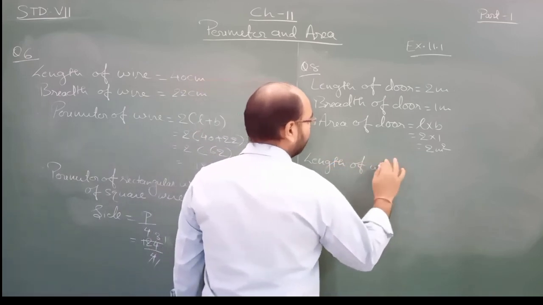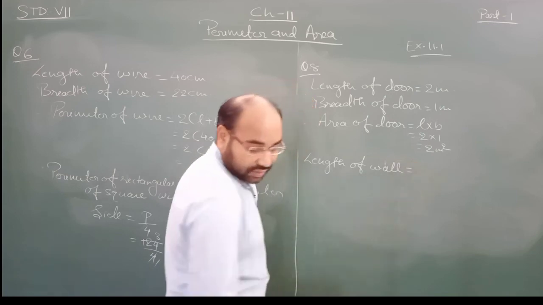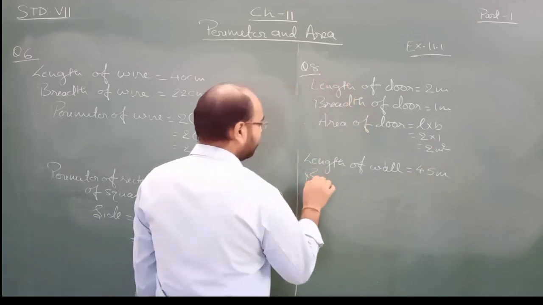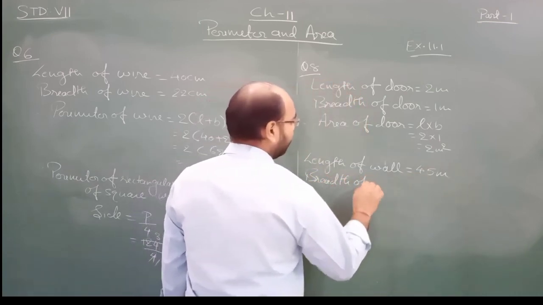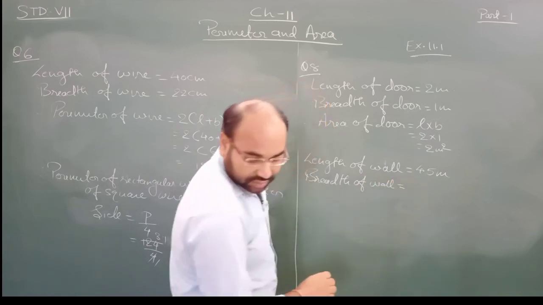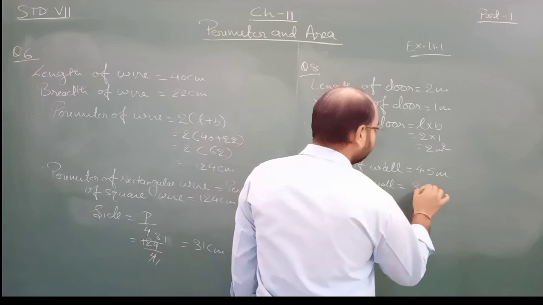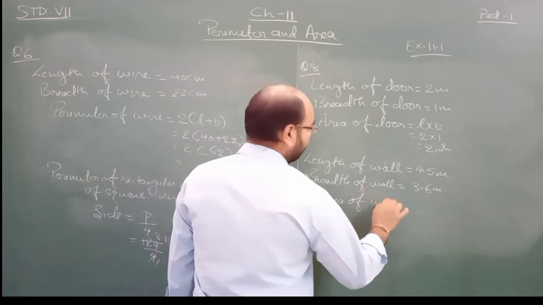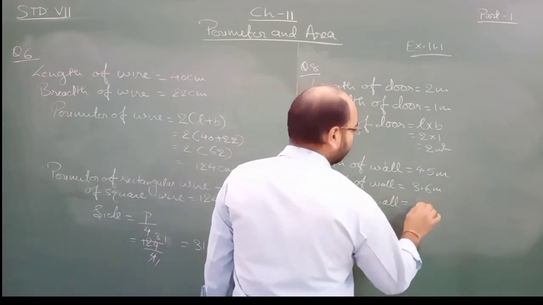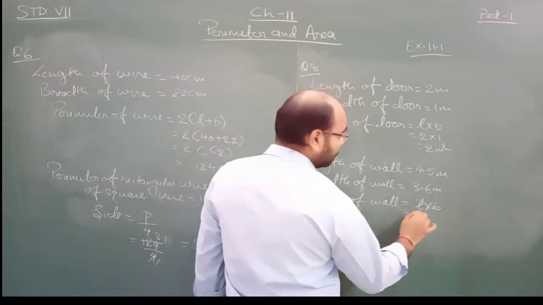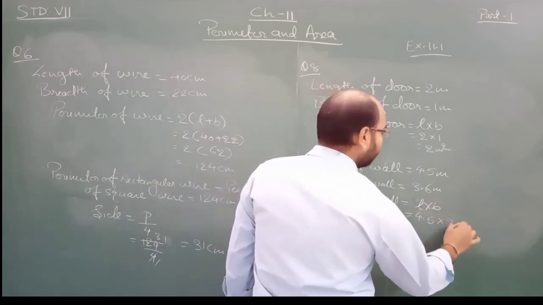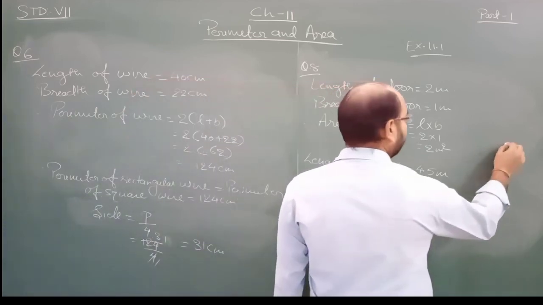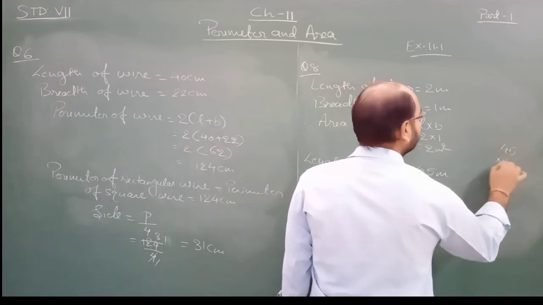So length of wall, it is 4.5 meter and breadth of wall, that is 3.6 meter, and therefore area of wall is equal to length into breadth. So that will be 4.5 into 3.6. Now just multiply and find out 45 and 36.